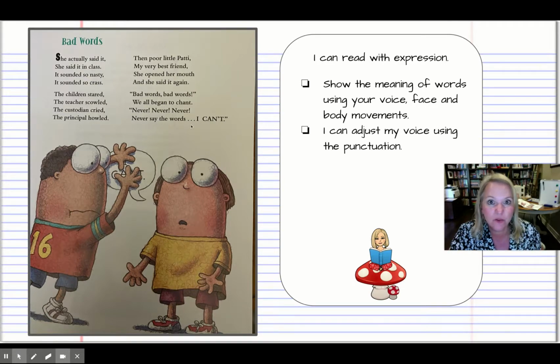That's what an ellipsis tells the reader to do. It says pause. And you're pausing for dramatic effect. Let your listener have to anticipate, or, oh, what's she going to say? What's going to happen? So I'm using those punctuation marks to create the expression. Now it's your turn.